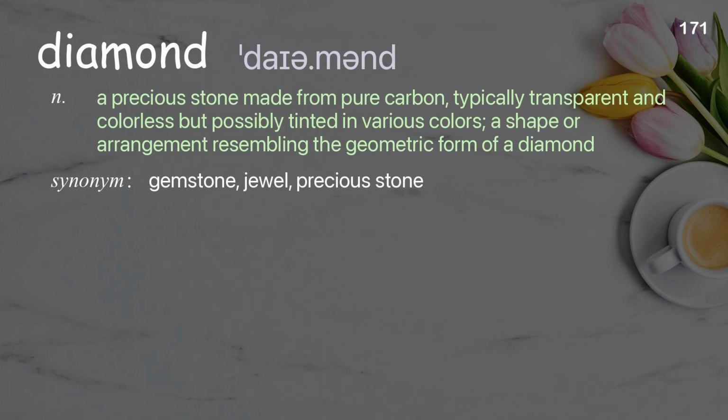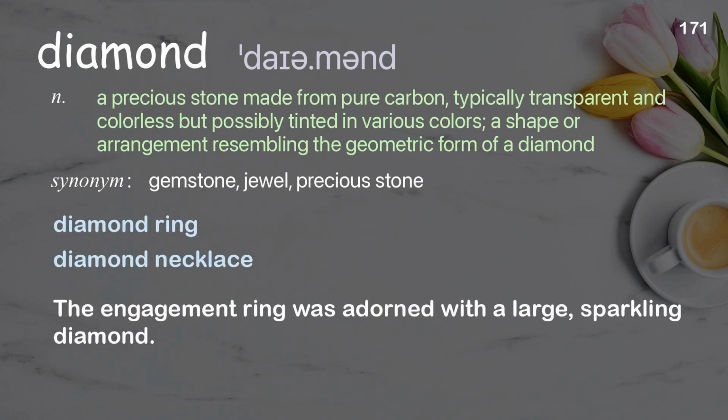Diamond. A precious stone made from pure carbon, typically transparent and colorless, but possibly tinted in various colors, a shape or arrangement resembling the geometric form of a diamond. Examples: Diamond ring. Diamond necklace. The engagement ring was adorned with a large, sparkling diamond.